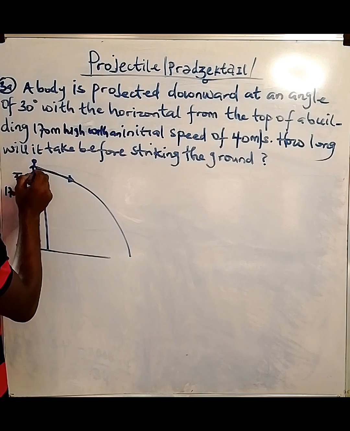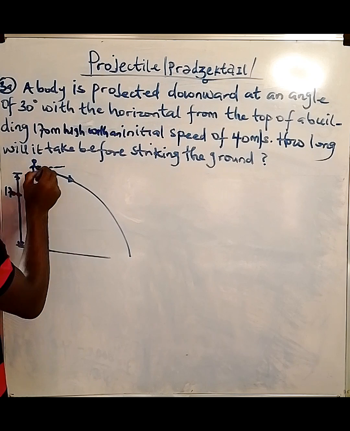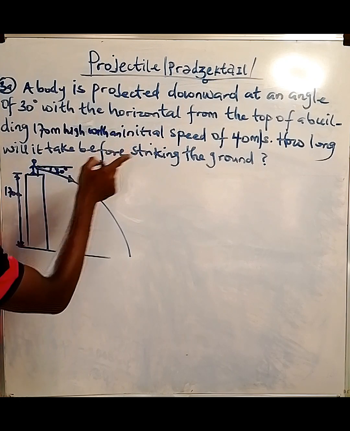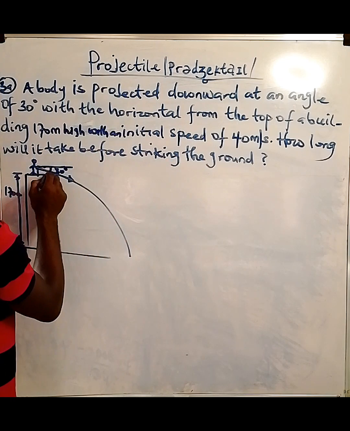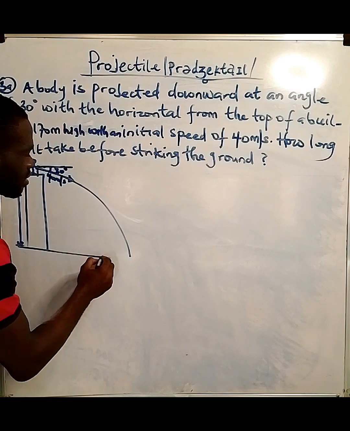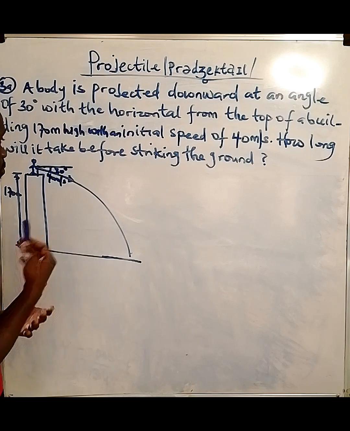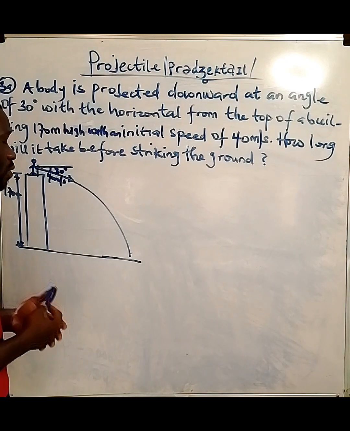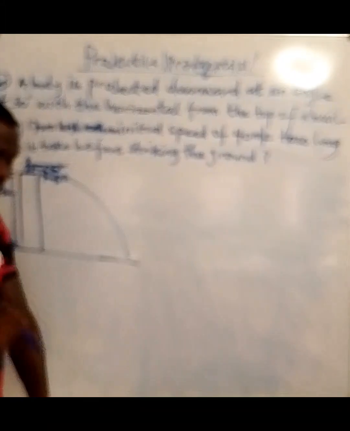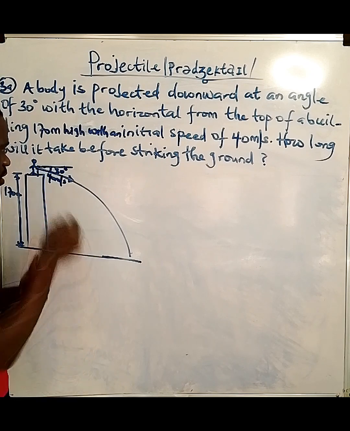But the person does it against the horizontal. Please, you have to know that this is horizontal, this is vertical. The person does it against the horizontal at what angle? 30 degrees. Now, with what speed did the person do it? The person projected with a speed of 40 meters per second. So that's the first line of interpretation. And don't forget, this is not like the other ones that we've been doing, although there are a lot of similarities between them. In the other ones, the bodies were projected upward like this. But this time around, the body is being projected downward at an angle of 30 degrees with the horizontal.